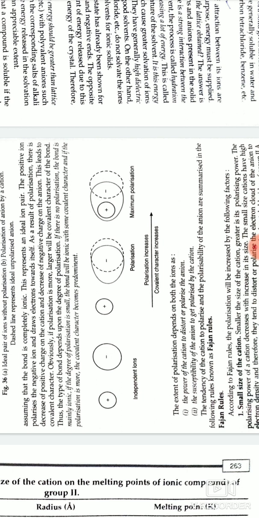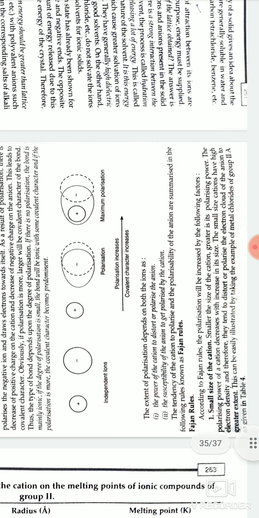If there is no polarization, the bond is mainly ionic. If the degree of polarization is small, the bond will be ionic with some covalent character, and if the polarization is more, the covalent character becomes predominant. Now, the extent of polarization depends on both the ions: first, the power of the cation to distort or polarize the anion; second, the susceptibility of the anion to get polarized by the cation. The tendency of the cation to polarize and the polarizability of the anion are summarized in the following rules known as Fajan's rules.